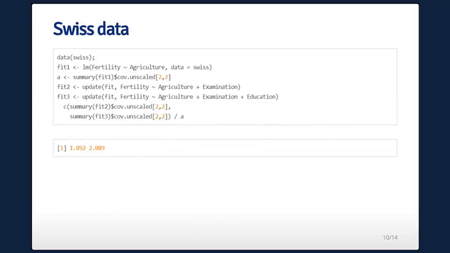So let's show how to do this in our data set. I'm interested in, let's say, the agriculture coefficient from this Swiss data, and I want to know what's the variance inflation by including examination and education, examination and education together. So I get that 90% increase in variance when I include examination, and then 100% increase in variance when I include examination and education.